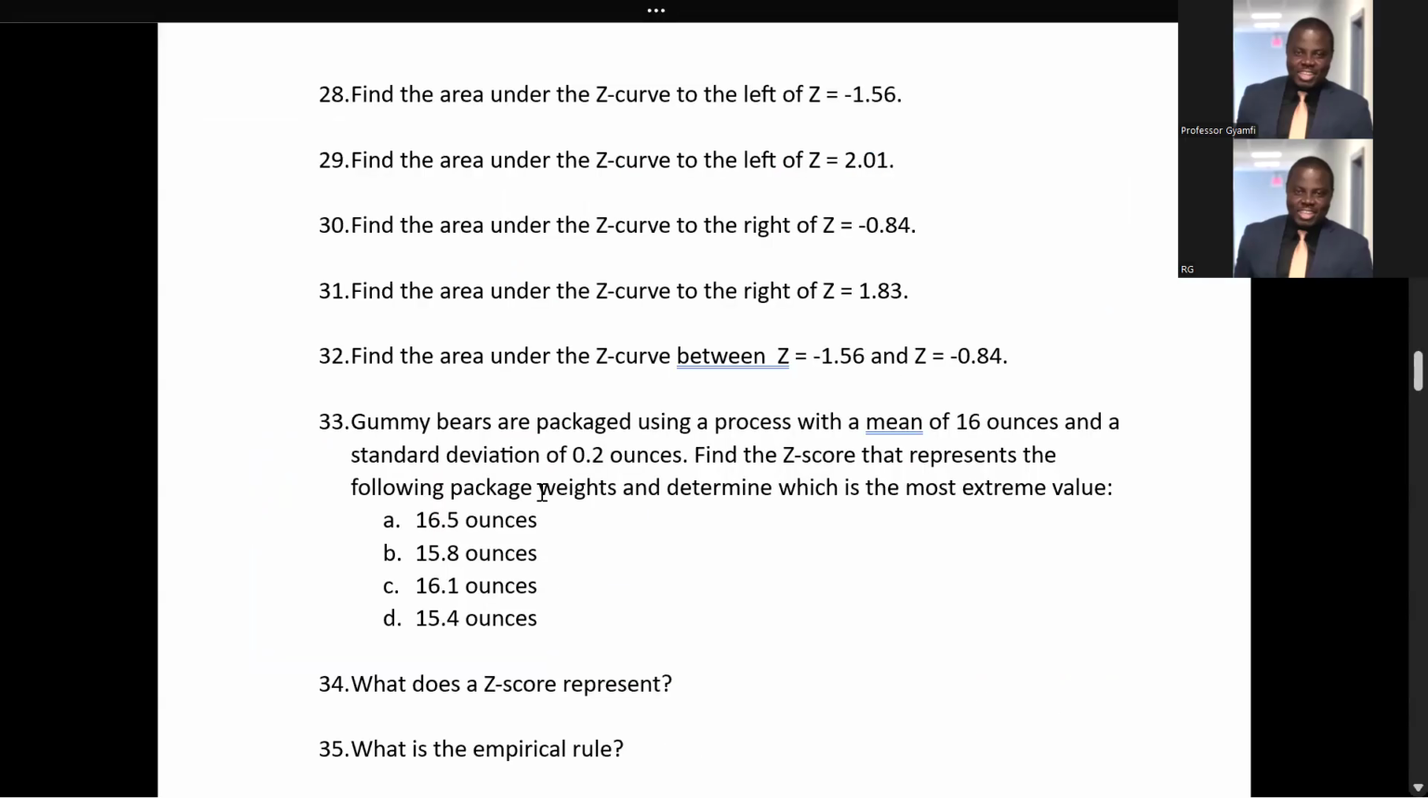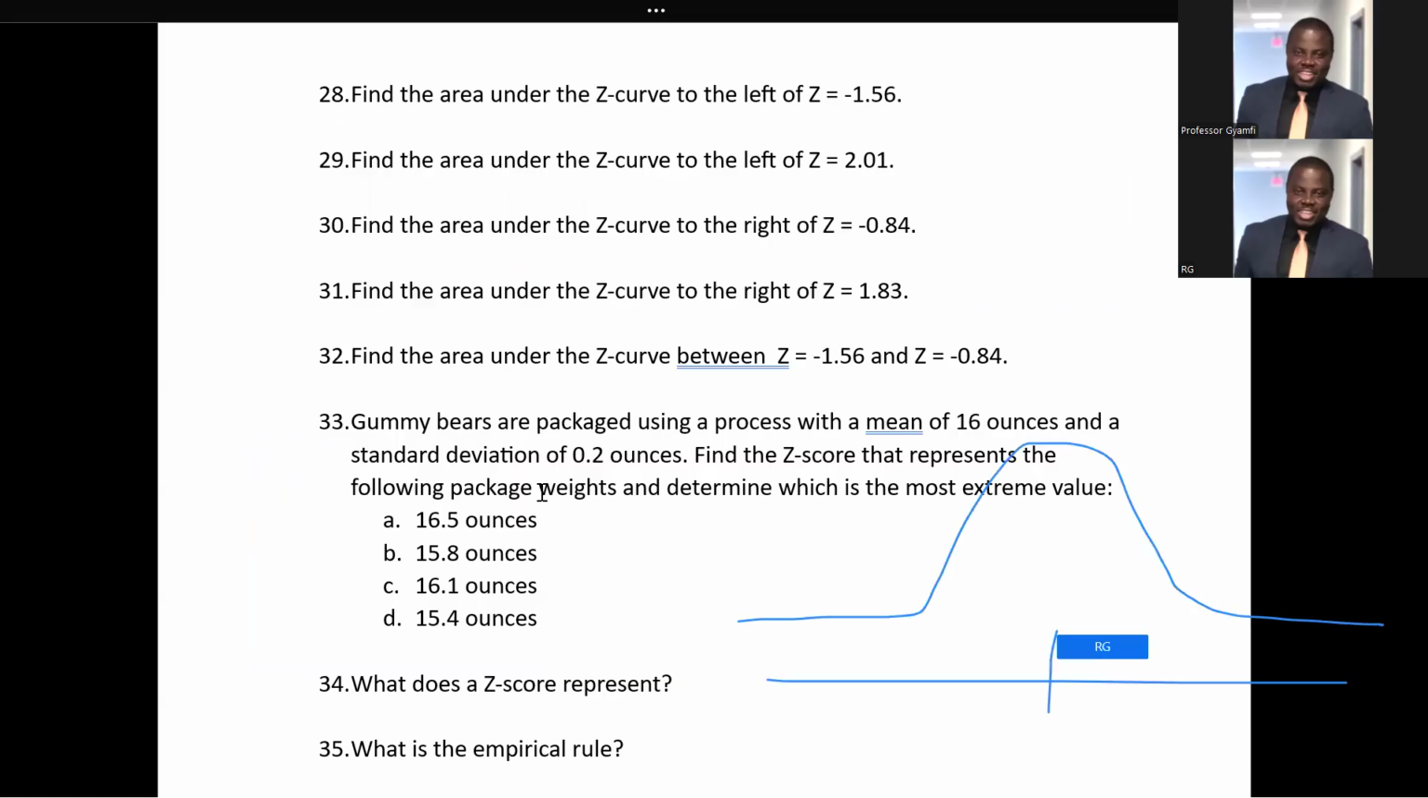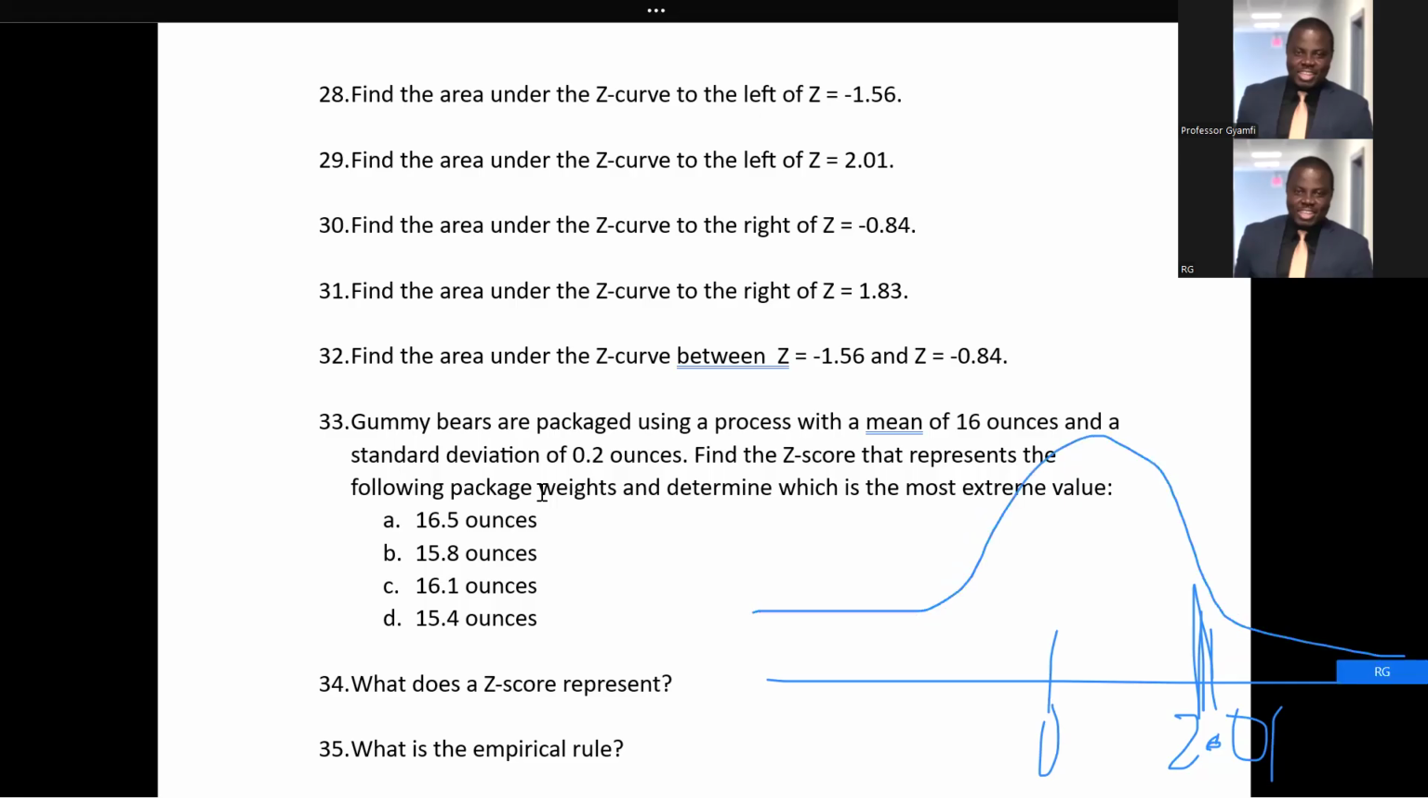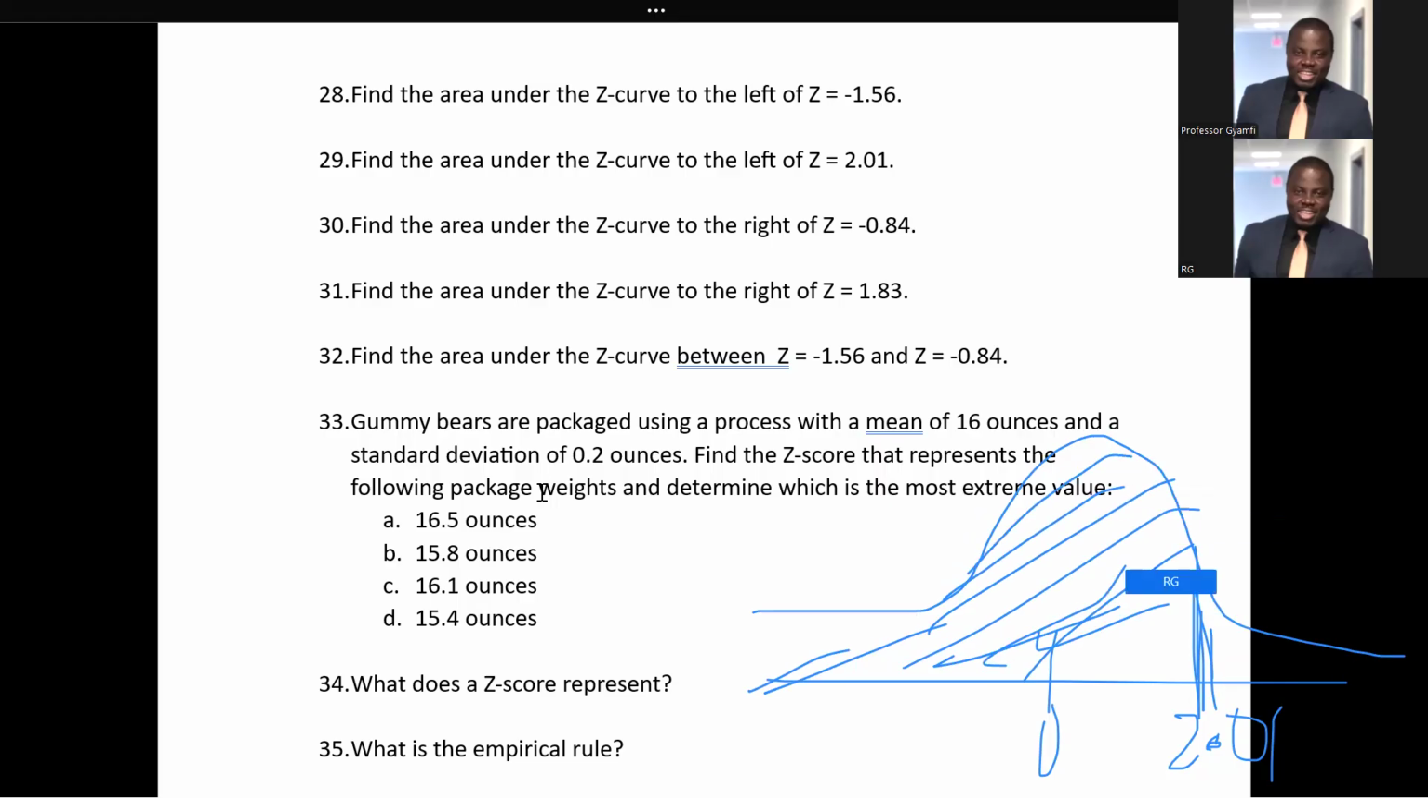Find the area under the curve to the left of 2.01. 2.01 is positive, so it's going to be somewhere here. And then it says area to the left, not to the right. So to the left. Okay, let me redraw this again. All right, so area to the left. So that is going to be a bigger area to the left.